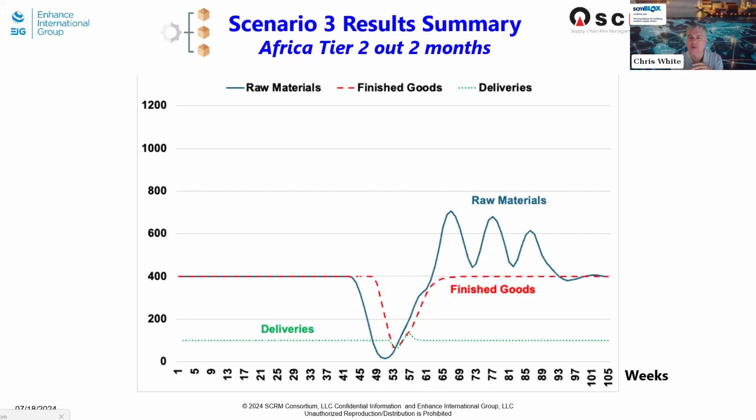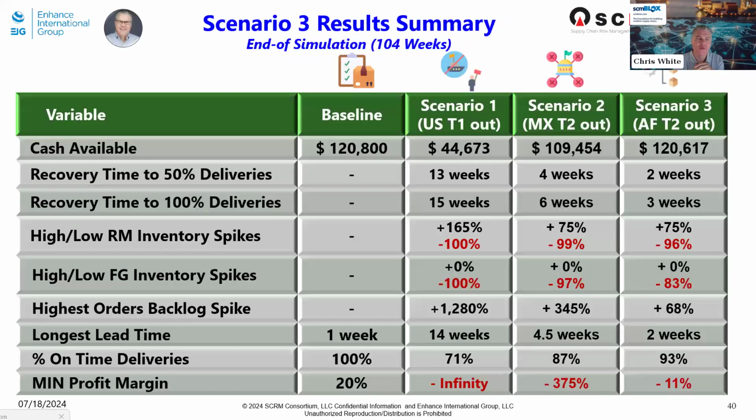the summary table? So our overall financial impact, the cash available is almost what we have in the baseline. The amount of time to get to 50% of our delivery shrinks to 2 weeks. 100% is now just 3 weeks. We still see a big spike in raw material, but it's not. You'll see negative 96%. It drops, but still bad, but not as bad as if it was our Mexican supplier. And then you see finished goods again never goes over and goes to negative 83%.